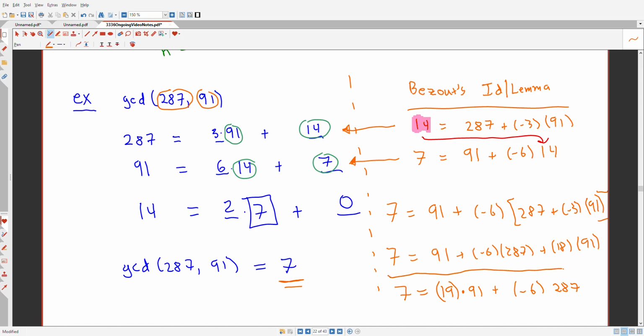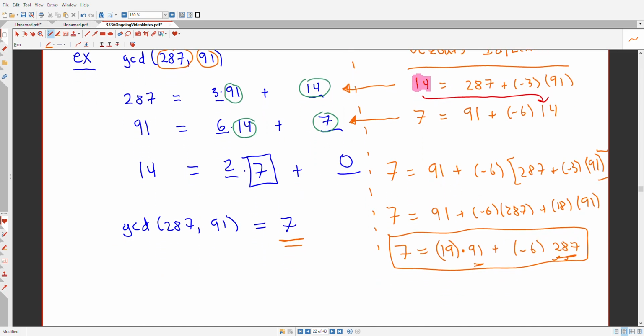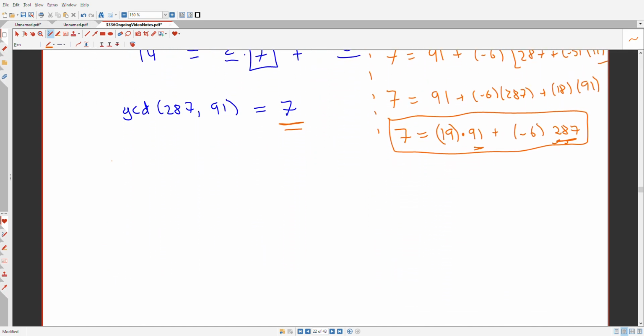By running this Euclidean division algorithm backwards, I get Bezout's result, that the greatest common divisor has to be a linear combination of A and B. And so that's how Bezout's theorem works, or sorry, Bezout's lemma.